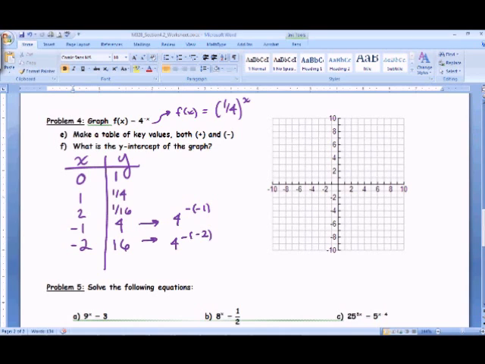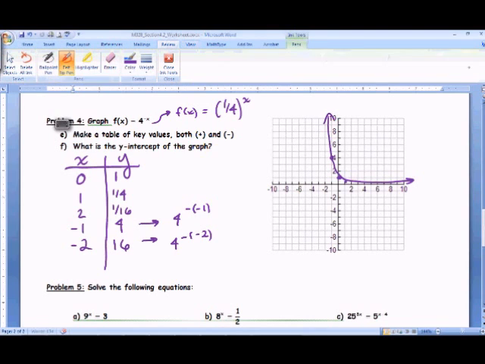Okay, I can get my picture really quickly now. So -2, 16 is off the charts. -1, 4 is on the graph. 0, 1, 1, 1/4. Okay, here it is. There's my graph. I still have my asymptote, my horizontal asymptote, that is. My horizontal asymptote at y equals 0.